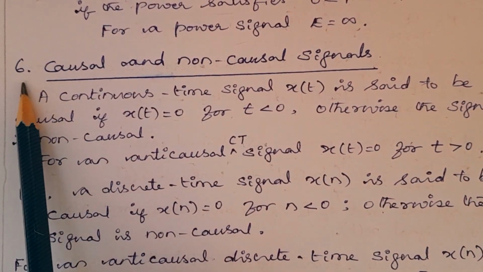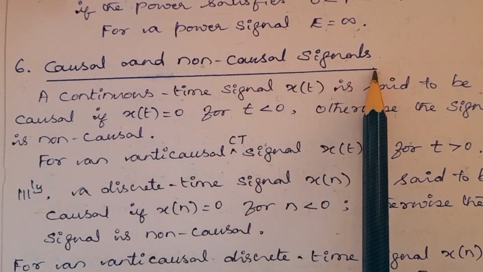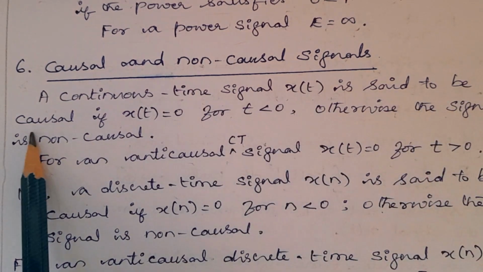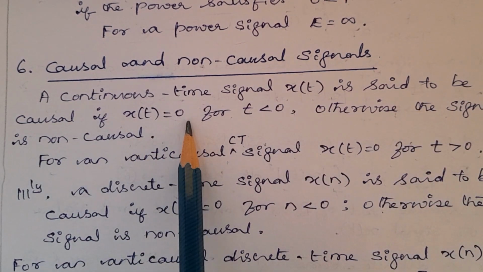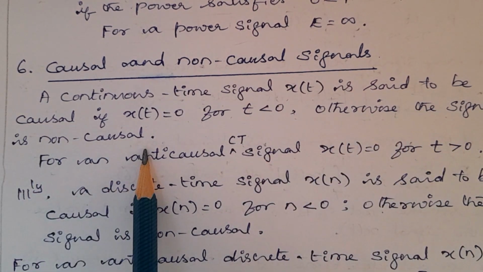Classification. Sixth classification of signals is causal and non-causal signals. A continuous time signal x of t is said to be causal if x of t equal to 0 for t less than 0. Otherwise the signal is non-causal.